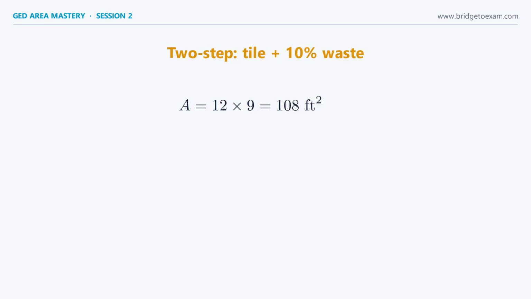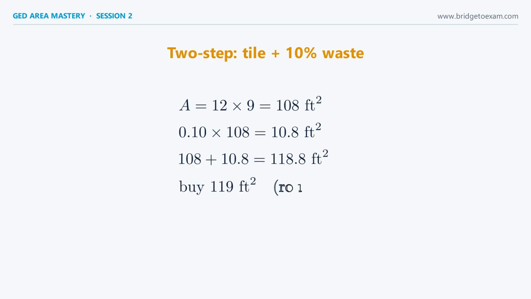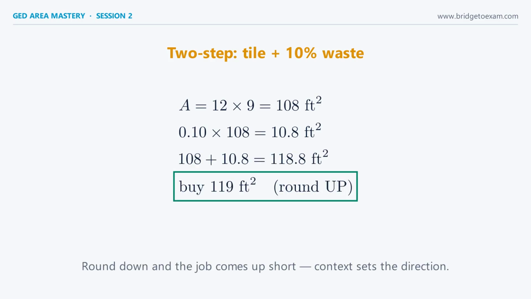Now, a two-step problem. A bathroom floor is 12 by 9 feet, and the installer says buy 10% extra for cuts. First the area. 12 times 9 is 108 square feet. Then the extra. 10% of 108 is 10.8. Add them. 118.8. And if tile sells in whole square feet, round up to 119. Round down, and the job comes up short.